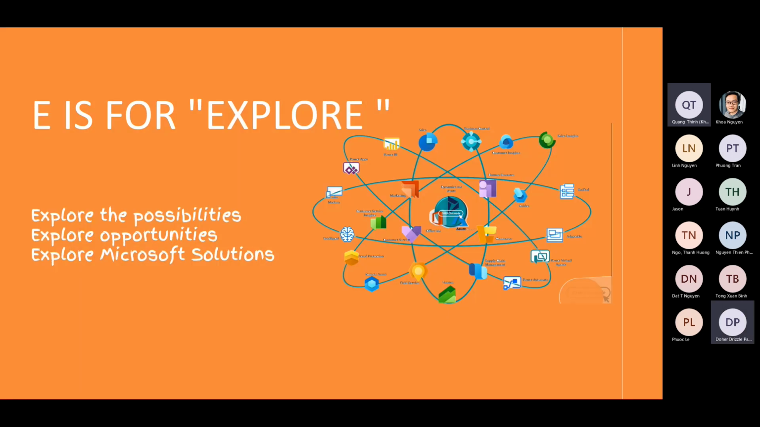E is for explore. Explore what we have, just the limitless opportunities with Microsoft. So when you look at Microsoft Business Applications, this is the ecosystem. There are different components, as Dharani and Koa mentioned from the previous session. So we have a wide array of the Microsoft ecosystem. Everything is covered, from the core apps, first party, up to third party applications. So you just need to explore the possibilities, opportunities, and the Microsoft solutions.